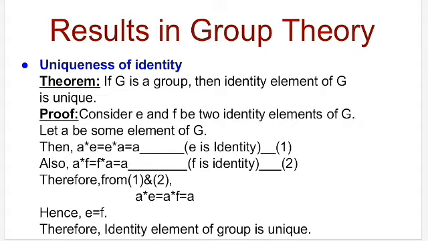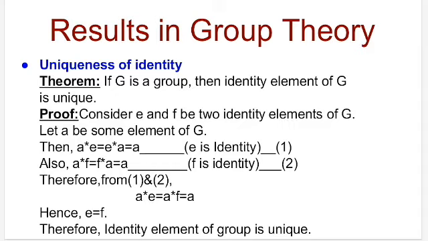Consider E and F, two elements which are identity elements of the given group. Then we consider A as some element of the group. Then A star E is equal to E star A is equal to A, and this is so because E is the identity element. Also A star F is equal to F star A is equal to A. This is also so because F is an identity element, since we have considered E and F both as identity elements. Therefore from these two results we can say that A star E is equal to A star F. Both of these have the value A.